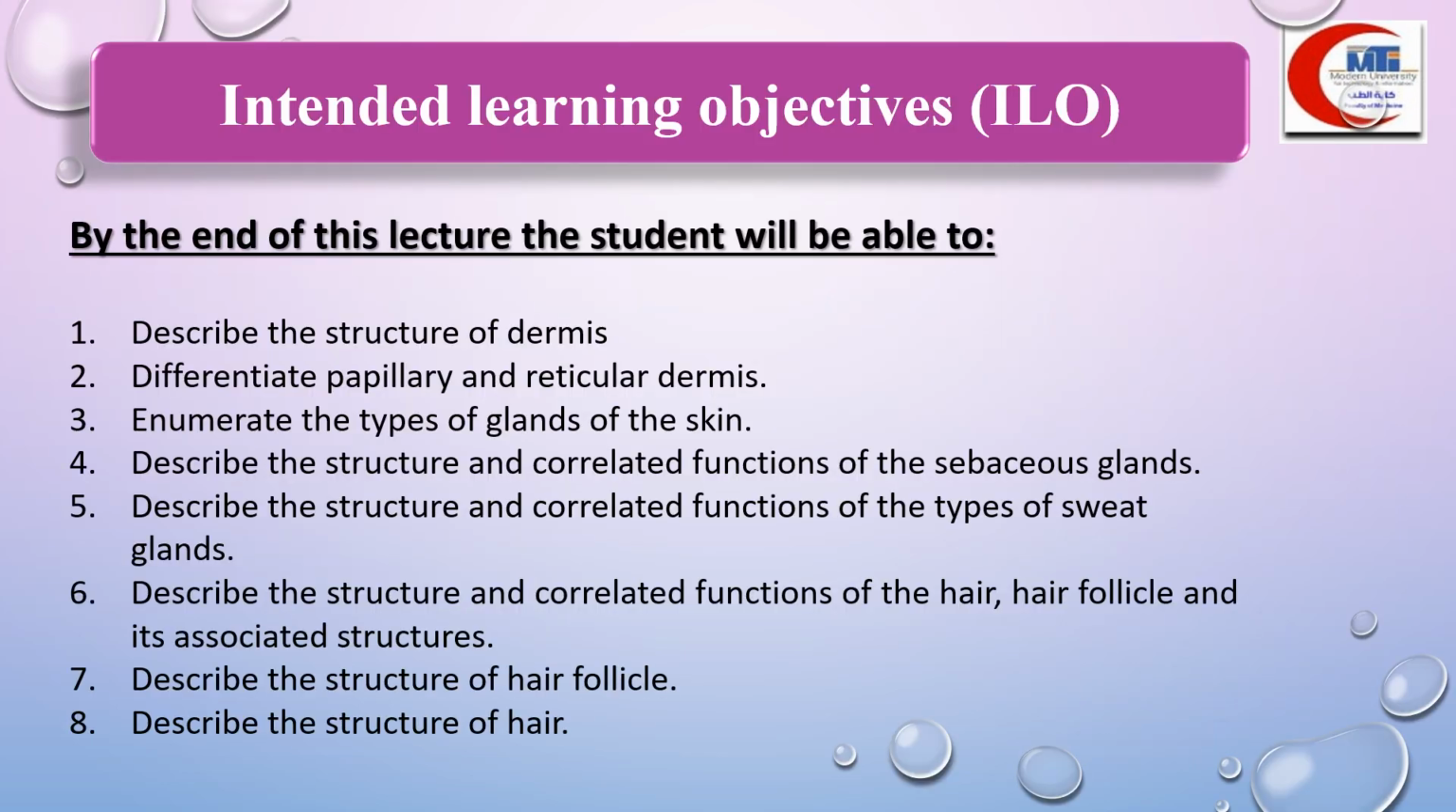What are our ILOs for this lecture? By the end of this lecture, you should be able to describe the structure of the dermis, differentiate between the papillary and reticular dermis, enumerate the types of the skin glands, describe the structure and correlated functions of the sebaceous glands and types of sweat glands. Describe the structure and correlated functions of the hair follicle and its associated structures. Describe the structure of the hair and the hair follicle.